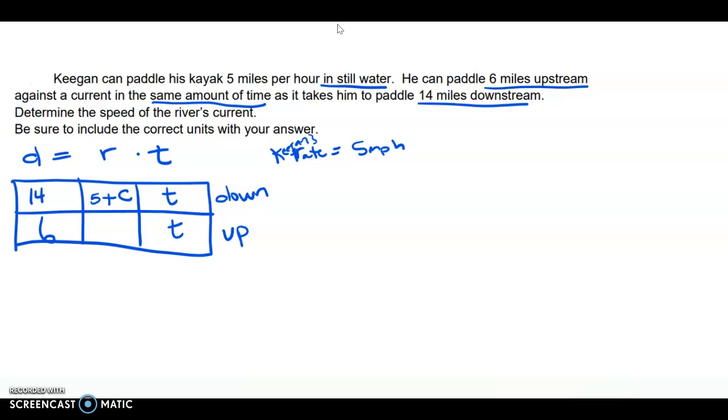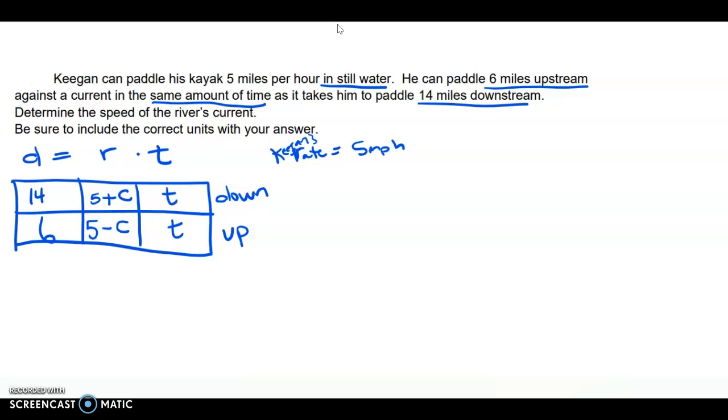When you're trying to go upstream, it's a lot harder. It's a lot more work. So that's going to be your effort, your rate, or in this case Keegan's rate, minus the current, because that current is slowing you down. You have to paddle against the current, so you're going to be going slower. Downstream, he has his paddling speed plus the current helping him. That's one way I think of downstream and upstream. I think of myself on the river, and it's a clear memory how much easier it is to go downstream with the help of the current.